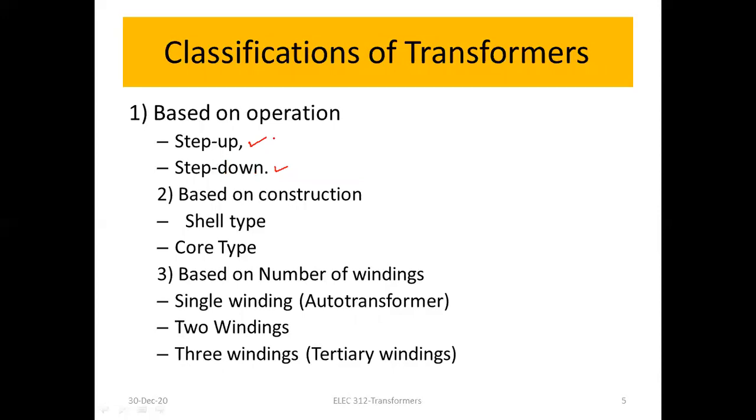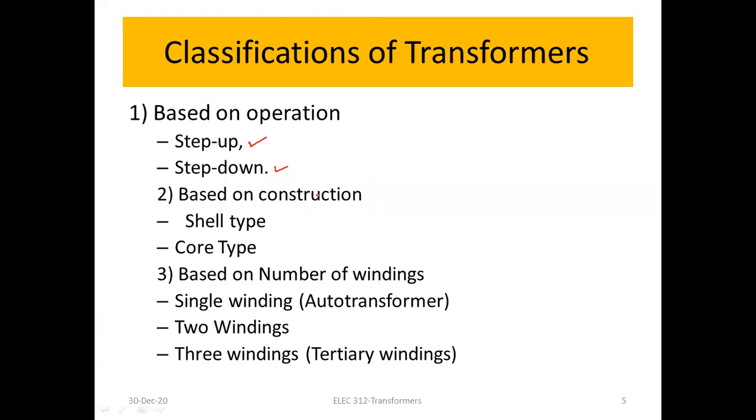If voltage in the secondary is high, then it is a step up. If voltage in the secondary is less, it is a step down transformer. So this is transformer based on the operation, and then based on construction. So based on operation, transformer is two types, a step up and a step down.